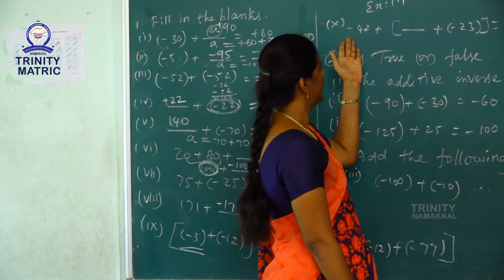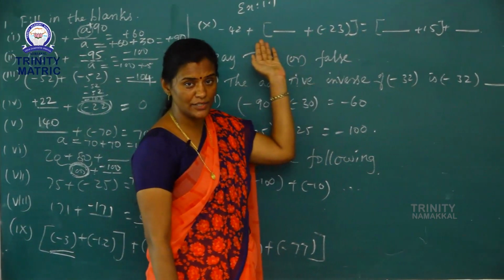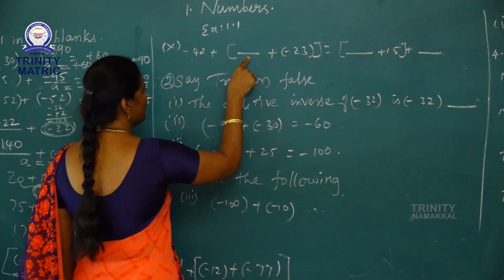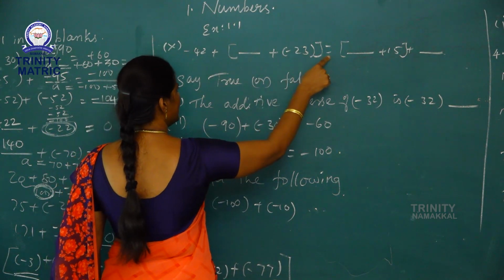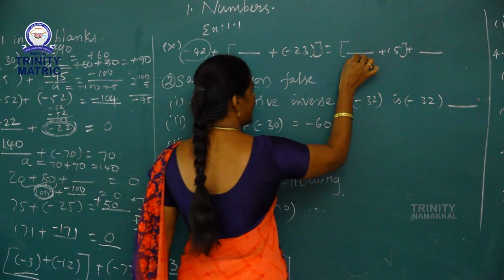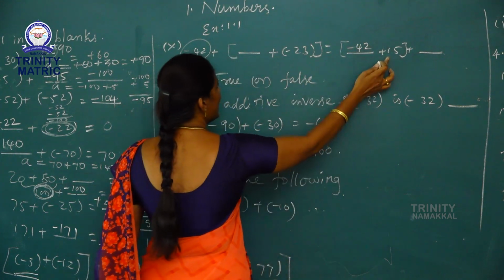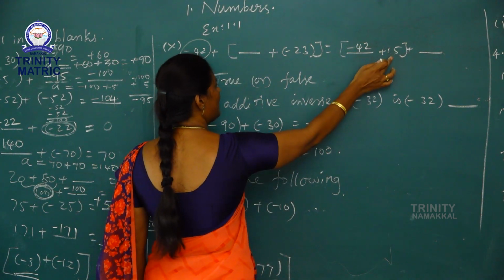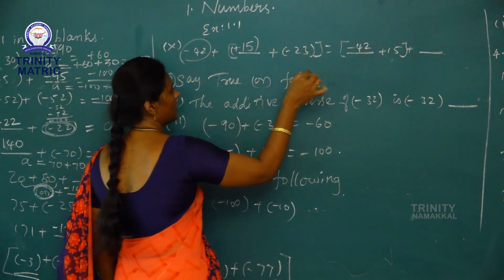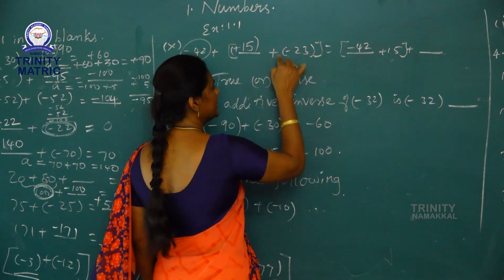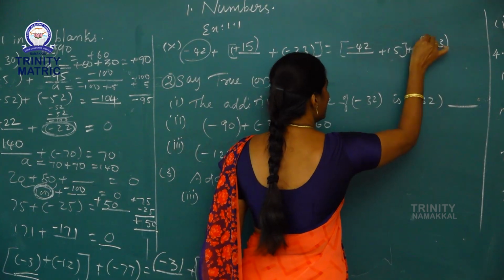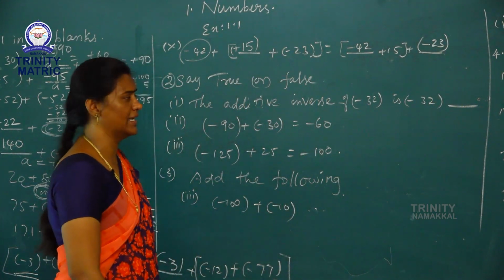Here also, we have 3 integers. So this is also associative property. See here the first integer is minus 42 plus of dash plus minus 23 is equal to, see here what is the first integer? Here minus 42. So here also the first integer is minus 42. Here the second integer is plus 15. So here also the second integer is plus 15. Here the third integer is minus 23. So here also the third integer is the same number, minus 23.